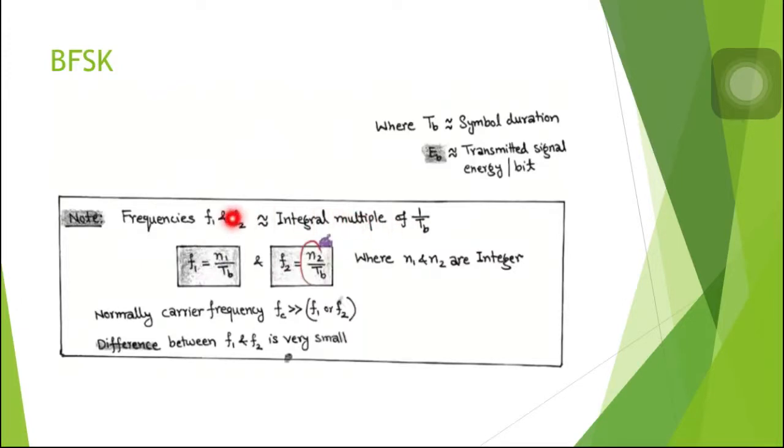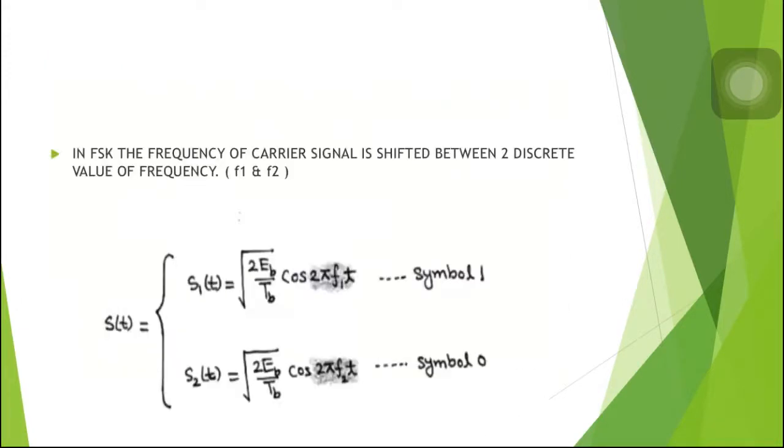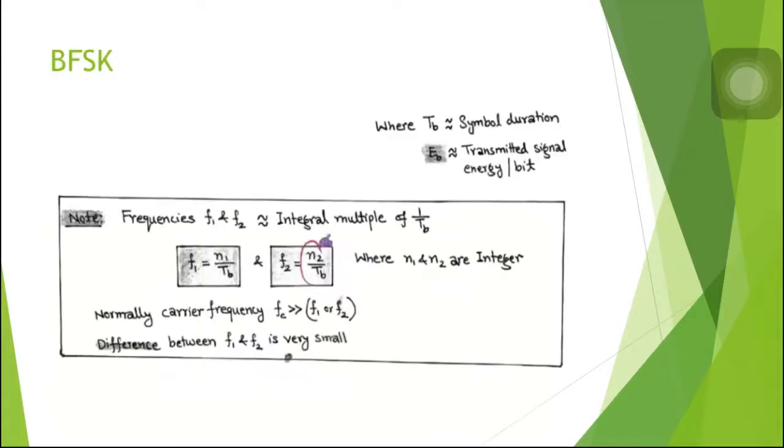Okay, so the frequencies f1 and f2, I have said earlier that in FSK the frequency of the carrier signal is shifted between two discrete frequency values, right? So these f1 and f2 must be an integral multiple of 1 upon TB. So f1 is equal to n1 by TB and f2 is equal to n2 by TB.